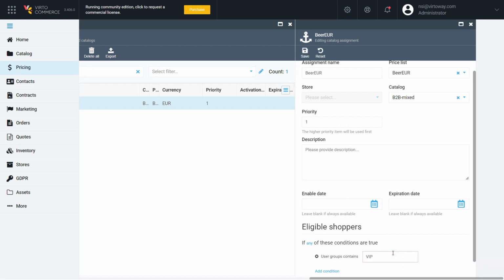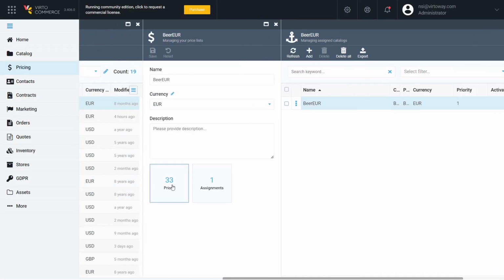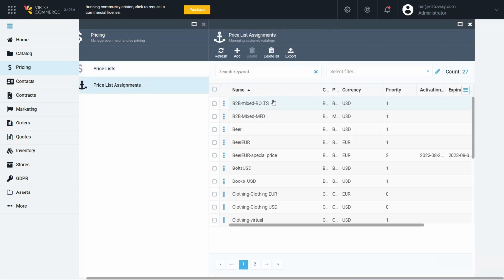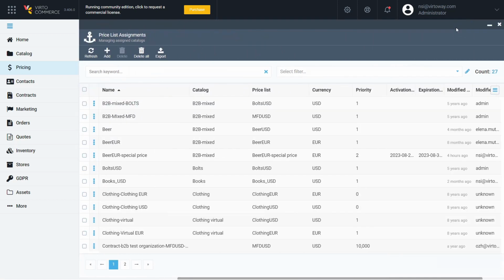Each assignment has a priority. This means that only a few price lists can be assigned to one company. For example, some prices are defined by the contract and some are just general prices. The system will resolve it correctly according to priorities.